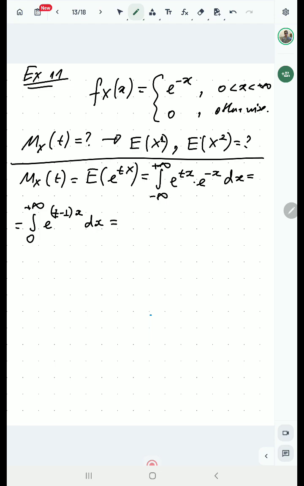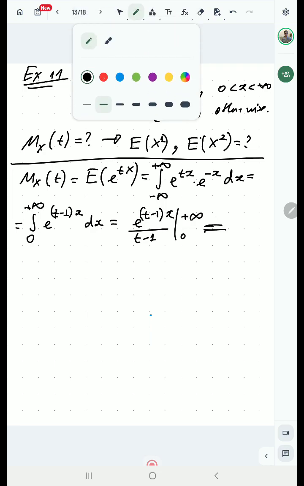So if you integrate this, what are you going to receive? You're going to receive e to the power (t minus 1) times x over (t minus 1), and you have to evaluate it within this interval. So keep in mind that t should be less than 1. It's not exactly negative, but it should be less than 1.